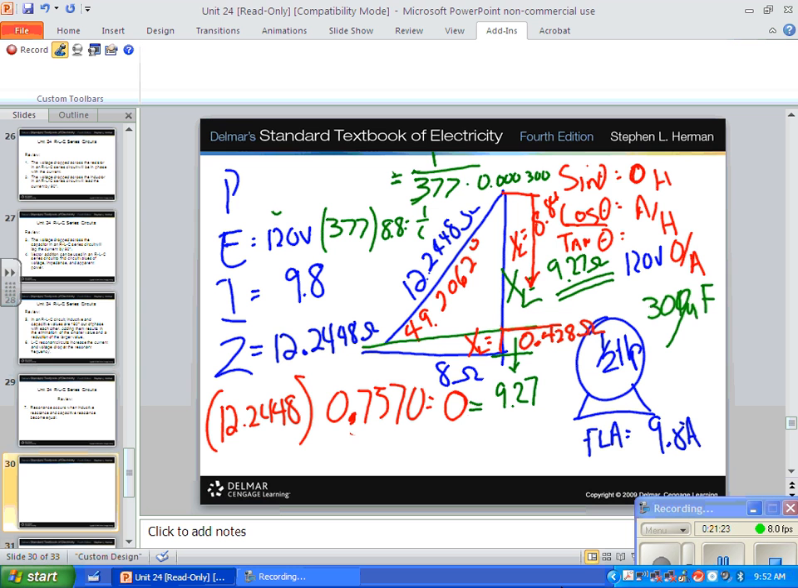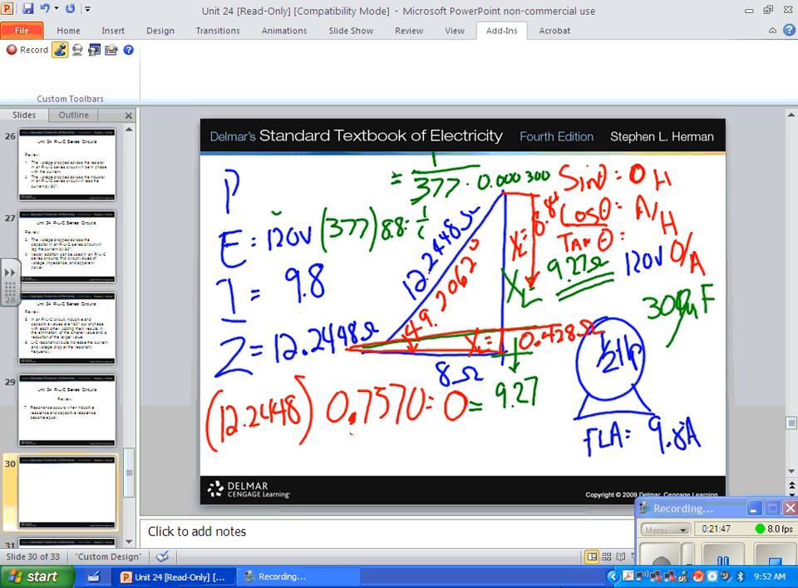We have a new triangle. We have a new phase angle. What was our phase angle before? 49 degrees. Okay. So if we connect this capacitor, we're going to get down to a very small phase angle. Is our resistance any different?